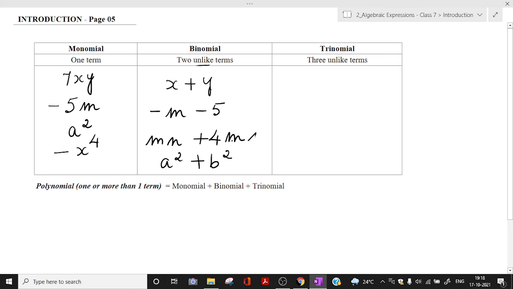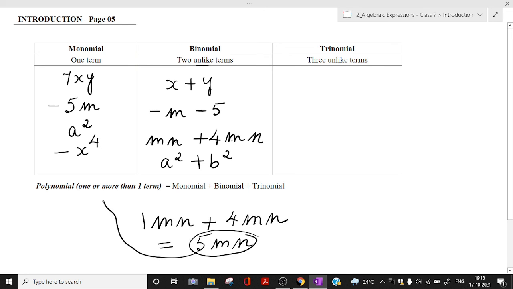If in case I write 4mn, then it is not a binomial. It becomes a monomial. Why will it become a monomial? Let me put it over here. mn plus 4mn. If I'm adding, I can add this because these are like terms. Like terms can be added. Unlike terms cannot be added. So 1mn plus 4mn will turn out to be 5mn, which is a monomial. When you're simplifying further, it becomes a monomial. That's the reason why this particular word is important. Now it has to be unlike terms.